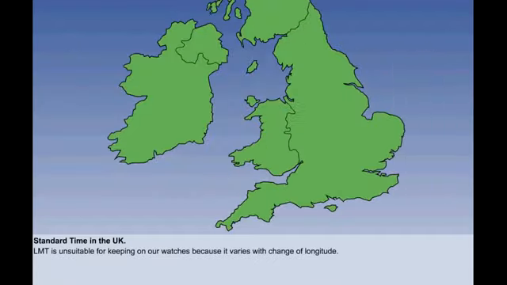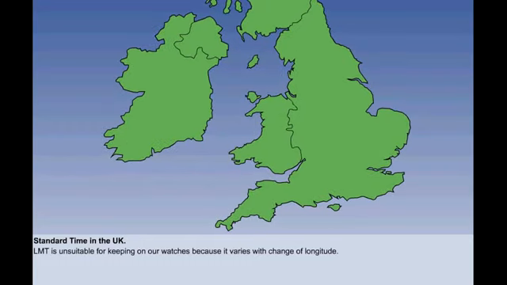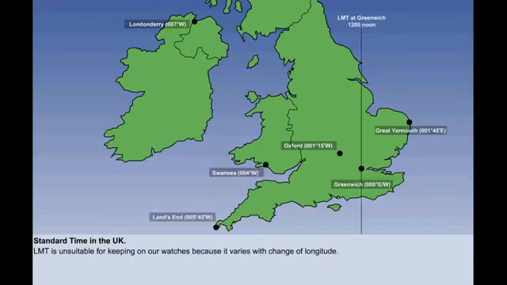However, LMT is unsuitable for keeping on our watches because it varies, as we have said, with change of longitude. Take the United Kingdom for instance. Suppose that the mean sun is passing over the Greenwich meridian so that the LMT there is 12 noon. This means that it was over Great Yarmouth 7 minutes ago. Its LMT is 12:07. However, the mean sun will not pass over Oxford for another 5 minutes. This makes the LMT at Oxford 11:55.